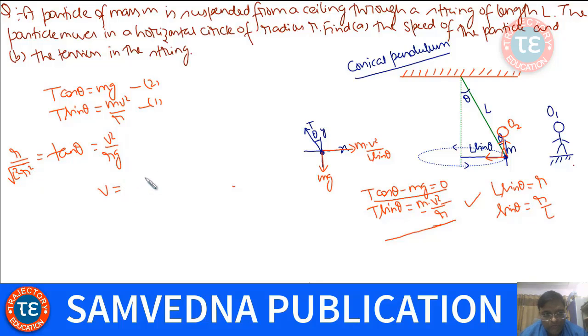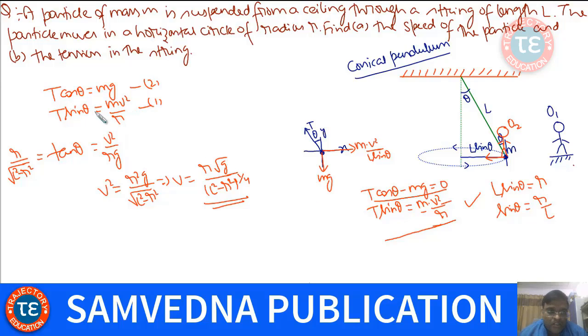So v square is r square g upon root of l square minus r square, or v comes out to be r root g to the power 1 by 4. Alright, this is the velocity.